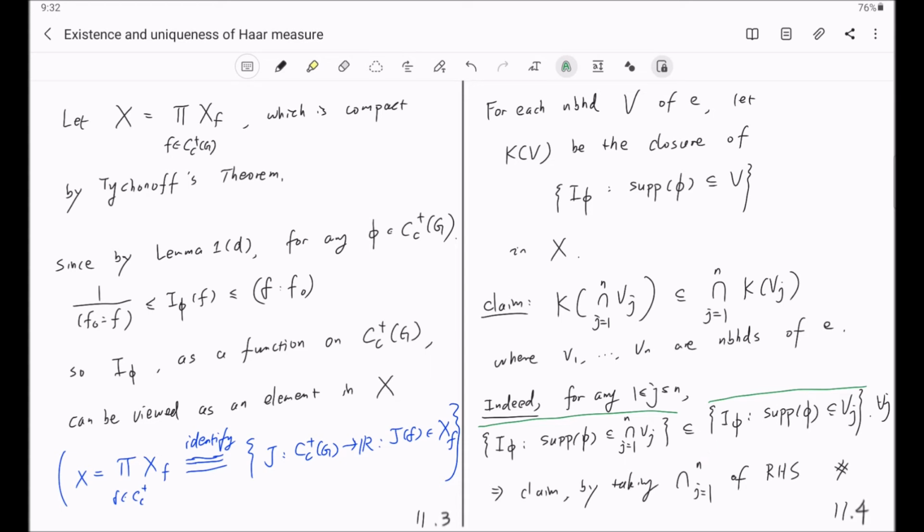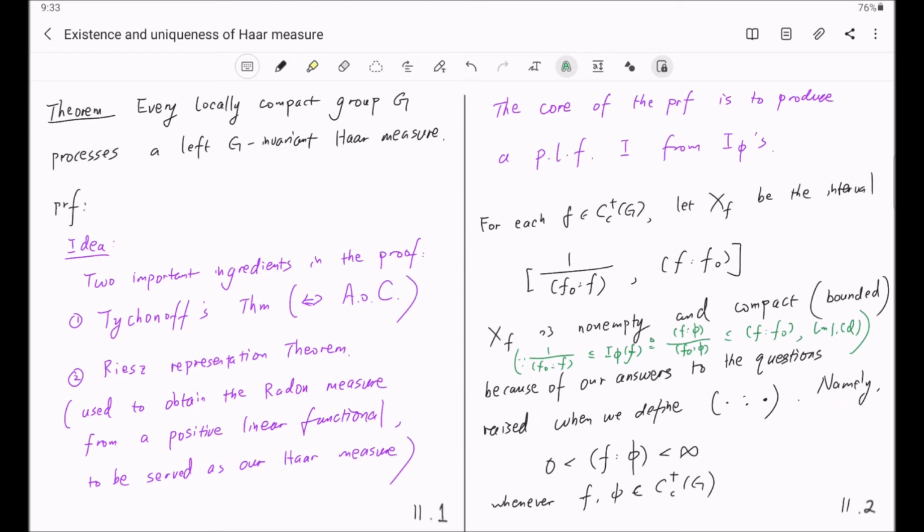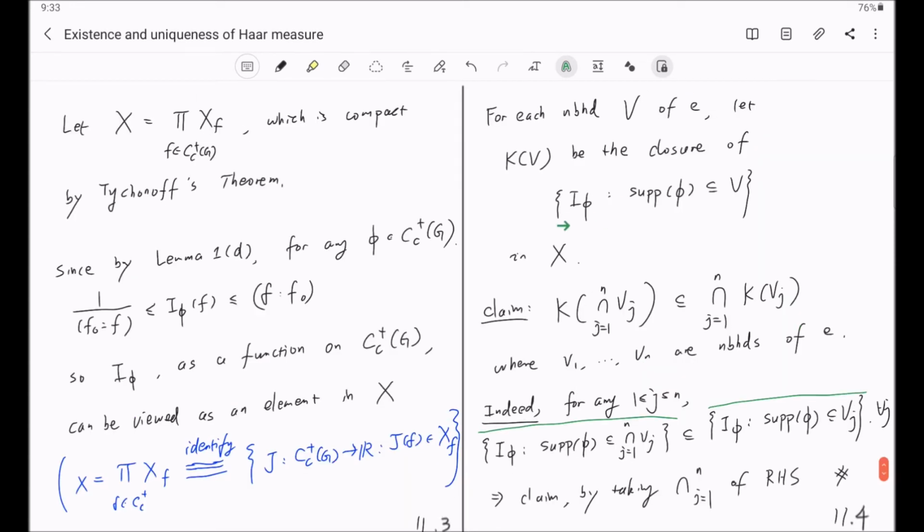Now you might wonder why we are considering this claim. Why are we considering the intersection of those K of V_j's? Remember, our goal was to produce some positive linear functional I from those I sub phi. Now we have lots of sets of I sub phi. How do we produce that I? One way is to take the intersection of all those sets of I sub phi. But when we take the intersection, we must make sure that the intersection is non-empty.